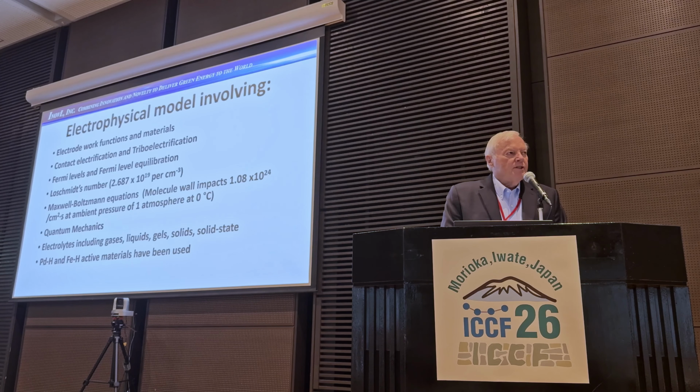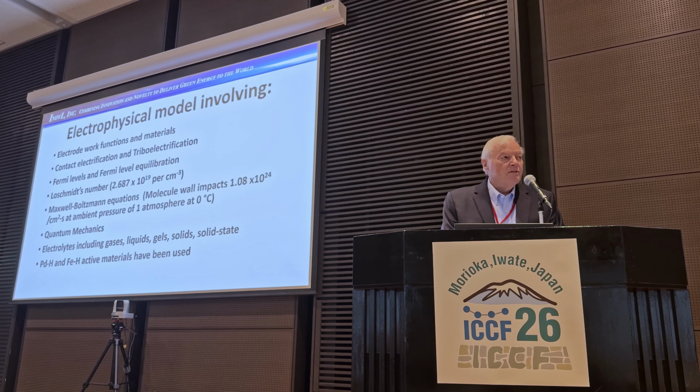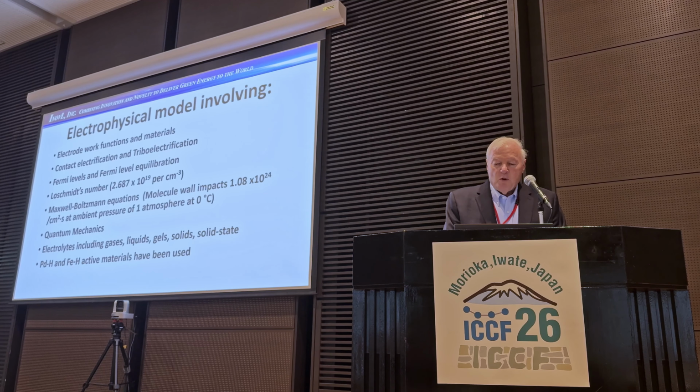So let me describe the electrophysical concept. You have electrodes with different work functions and different materials. Contact electrification and triboelectrification, Fermi levels and Fermi level equilibration that's continuously going on. Loschmidt's number, 2.687 times 10 to the 19th molecules per cubic centimeter. Okay, that's a big number, and that's going to help us when we want to achieve the high currents. Maxwell-Boltzmann's equation, where the number of wall impacts at room temperature and pressure is 1.08 times 10 to the 24th wall impacts per square centimeter.